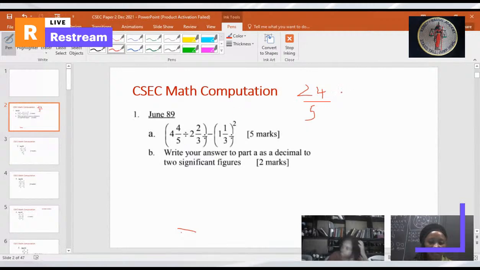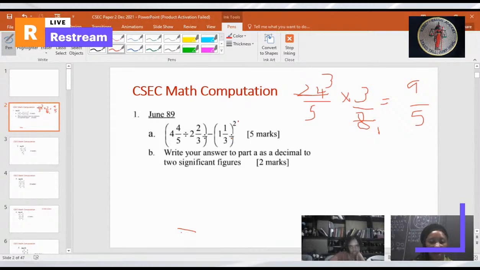Change the division to multiplication. And for 2 and 2/3: 3 twos are 6, and 2 is 8, so 8 over 3, which we'd have to invert. So that's 3 over 8. All right. And we can reduce the 8 and the 24. So 8 into 8 is 1, 8 into 24 is 3. So we have what? 3 times 3 is 9 over 5. Right, so that's for this part.